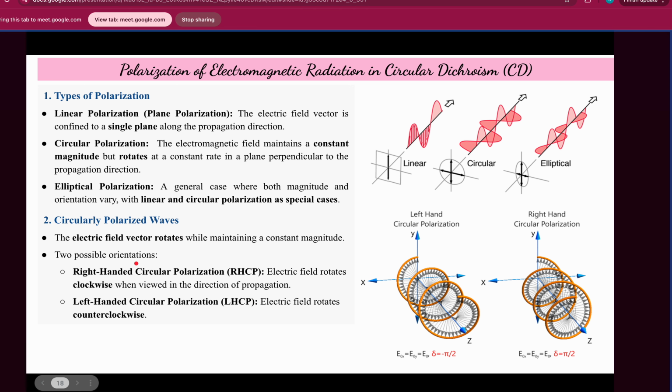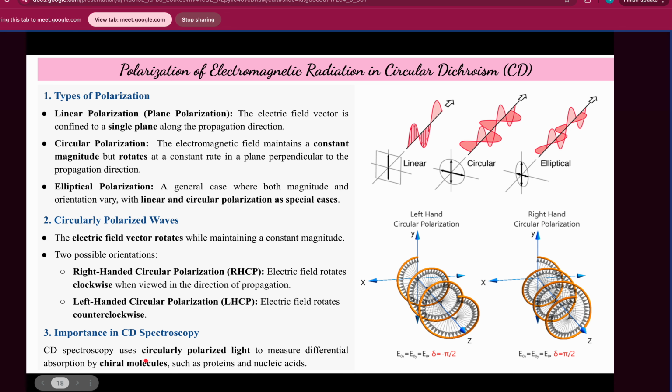So there are two possible orientations. It can either be right-handed or left-handed. Right-handed is when it is clockwise, known as RHCP, right-handed circularly polarized light, where the electric field rotates clockwise when viewed in the direction of propagation. This Z represents the direction of propagation, whereas left-handed circularly polarized light means the electric field rotates counterclockwise, or anti-clockwise, with reference to the direction of propagation. So these are two different types of circularly polarized light.